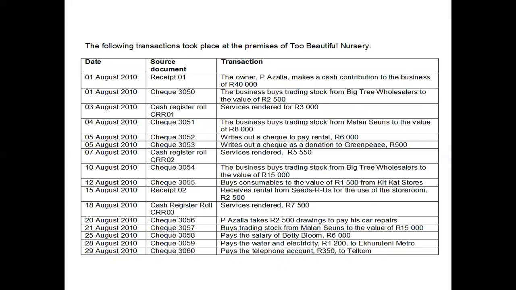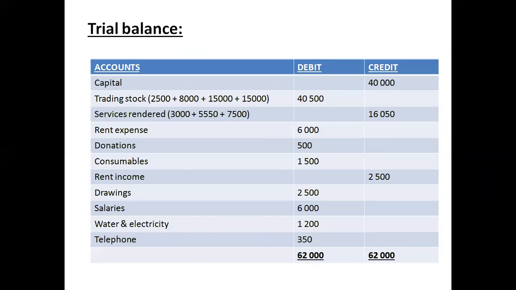Okay, the next one, buys trading stock from Valencians to the value of 15,000. So it's again trading stock. We have trading stock, so we're just going to add the 15,000 Rand in brackets. And you will see now that was the last trading stock transaction. So we add up everything in brackets. The total you're going to write in the debit column. Why debit column? Because trading stock is an asset.